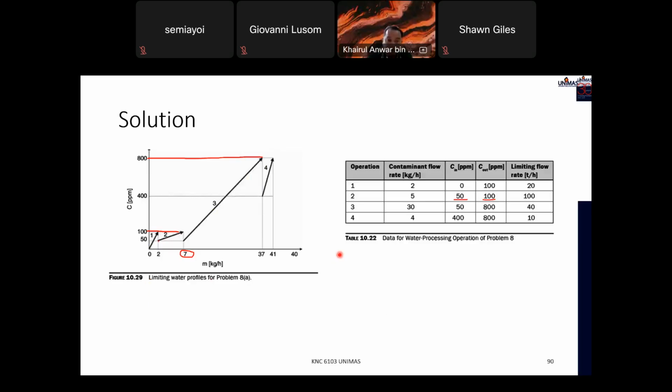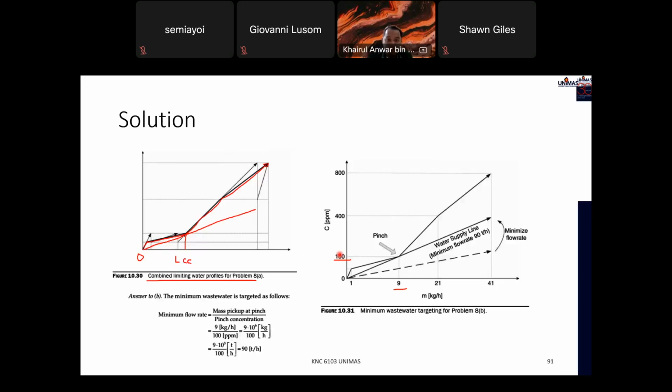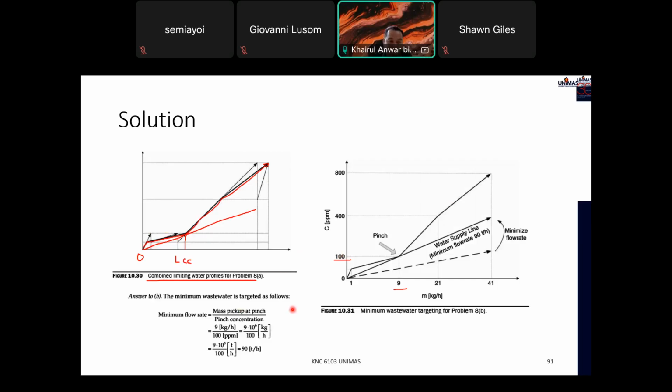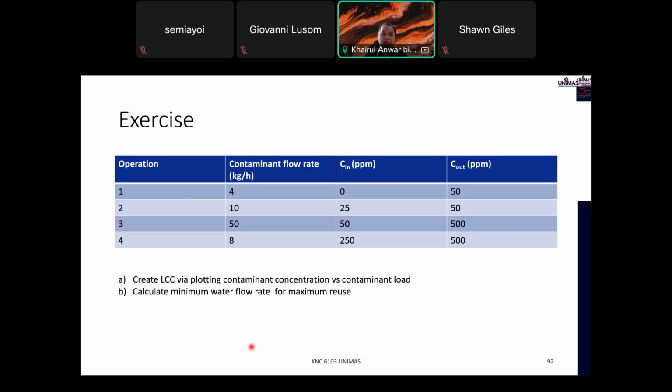So the first question here is to draw the LCC. The second question is to calculate the minimum flow. So from this, we know already that on the pinch, 9 kg per hour divided by 100%. This is just unit conversion to ton per hour. This is for the LCC exercise.